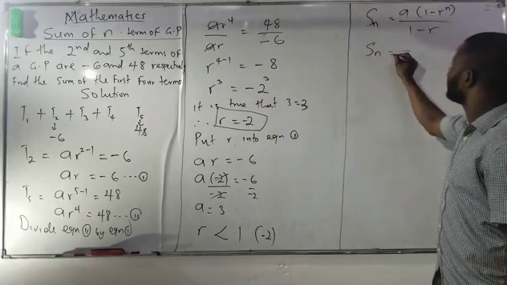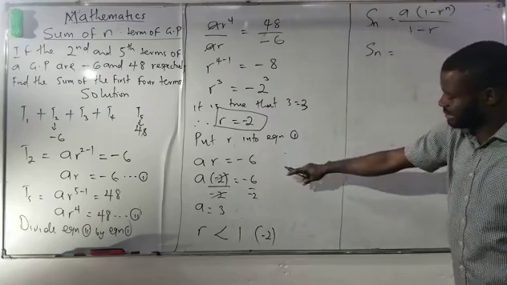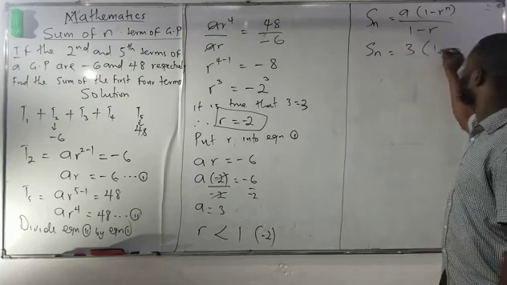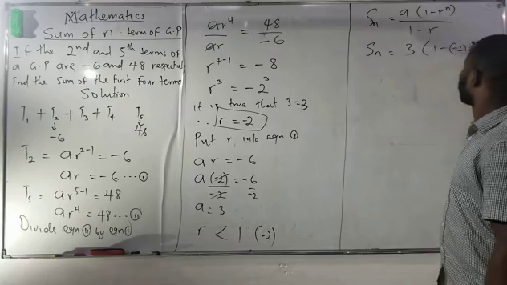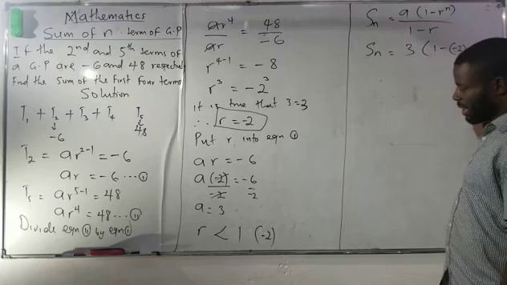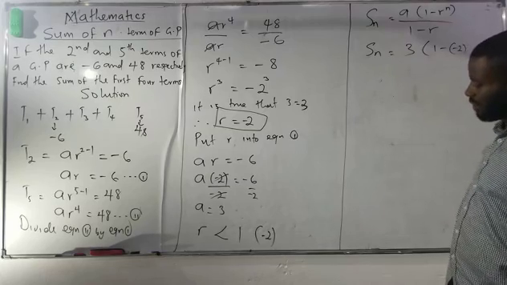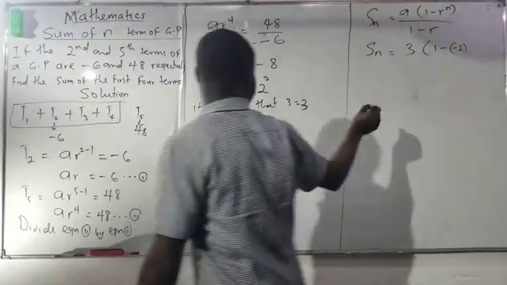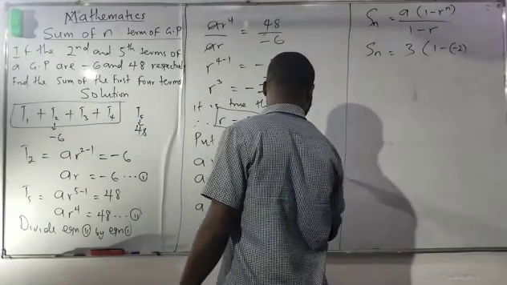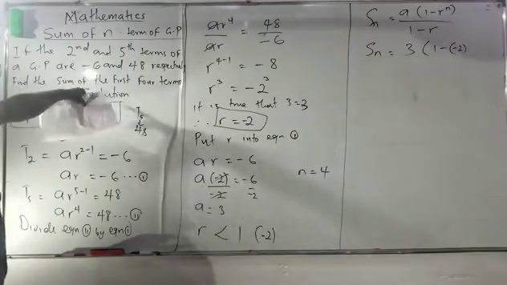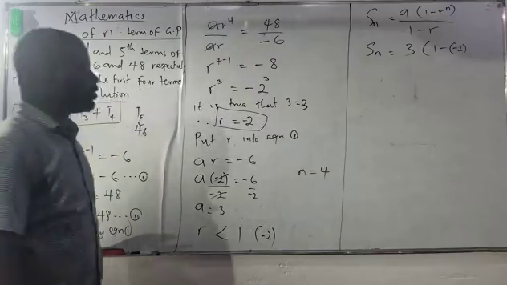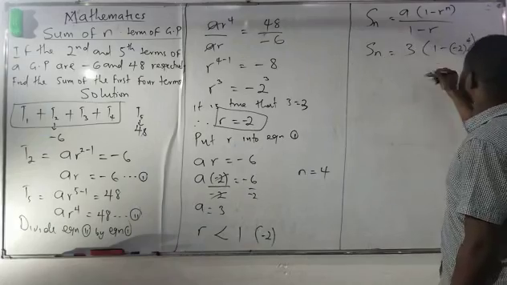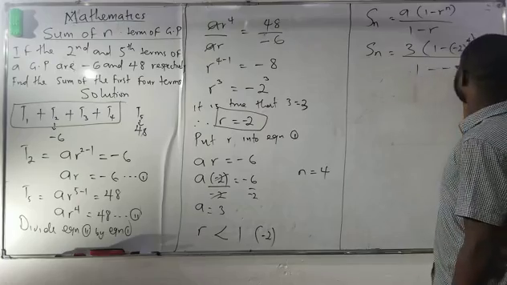Now, it means sum of n equals to, what's our a? My a is 3. It's 3 bracket of 1 minus, my r is minus 2, and I'm looking for my first 4, because we have to sum up the first 4. It means my n will be equals to 4. Take note of that. You can sum the first 4 terms. My n is equals to 4. It means I'll be having 4, close the bracket, divided by 1 minus minus 2.